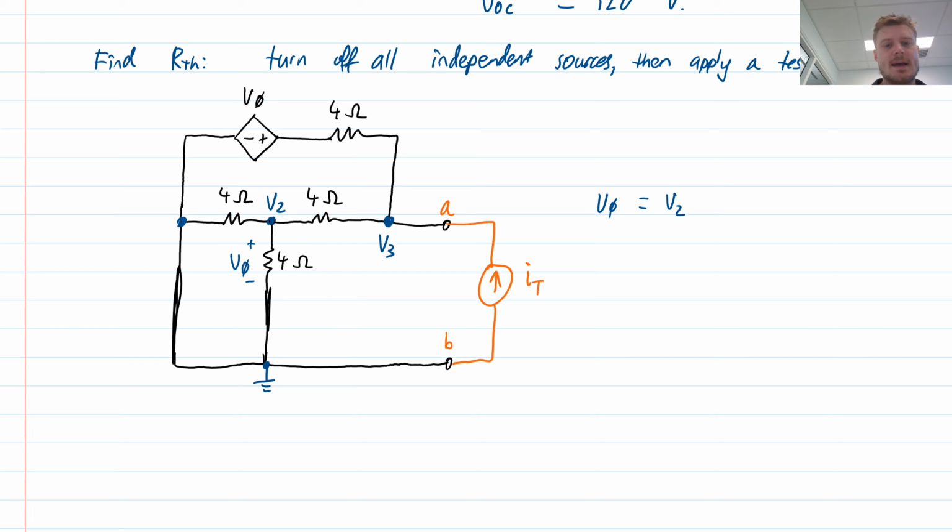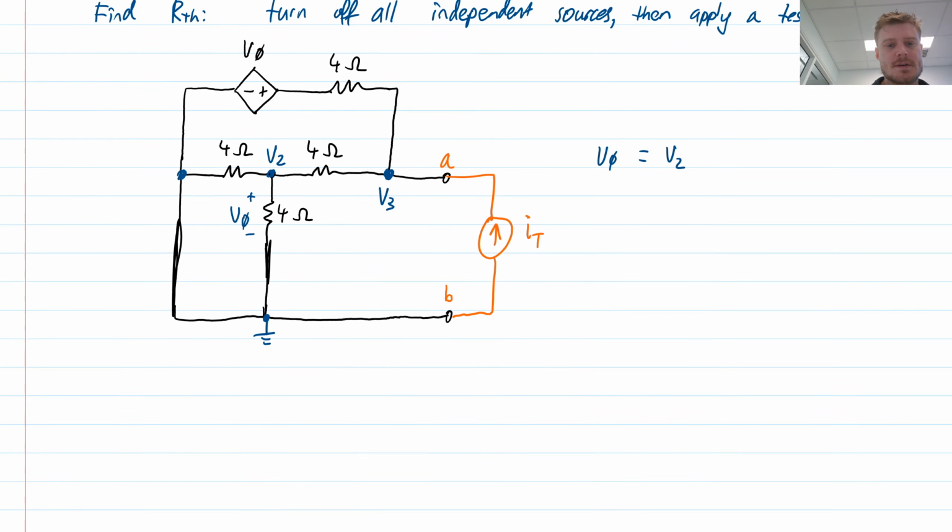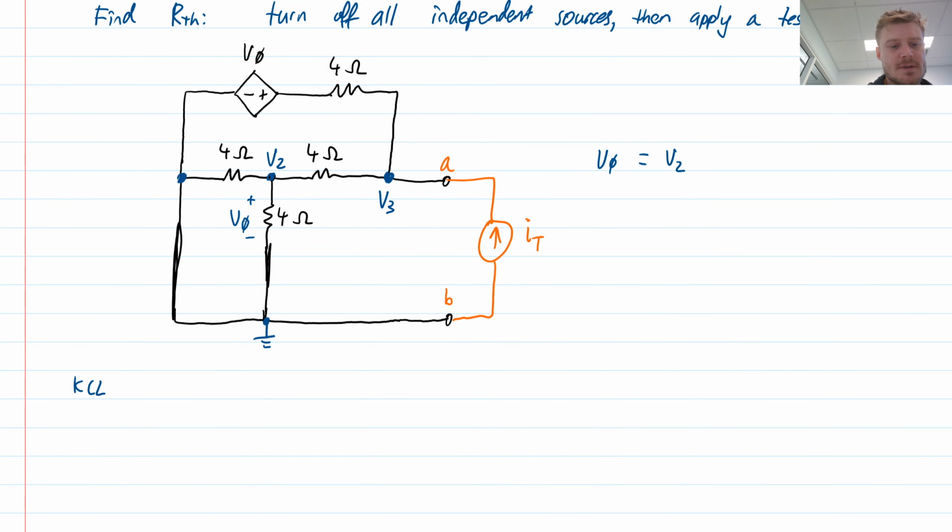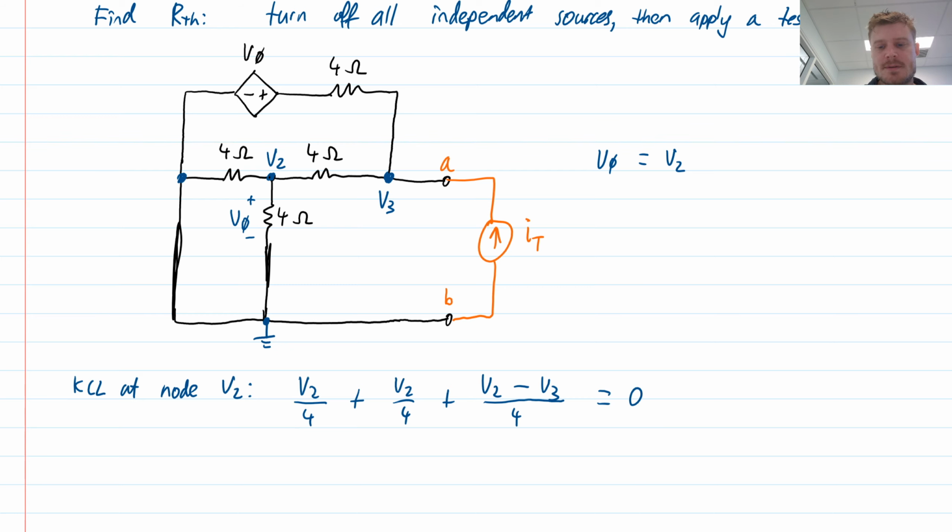Okay, let's go ahead and analyze this circuit. So I will have Kirchhoff's current law at node V2. I have the left branch, remember that's the reference node on the left hand side there, so the current leaving is just V2 divided by 4. Then the branch heading down the page is also V2 over 4. And then the branch to the right is V2 minus V3 divided by 4, and that's equal to 0.